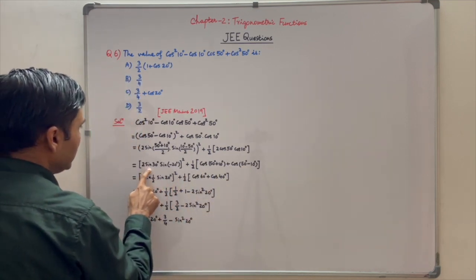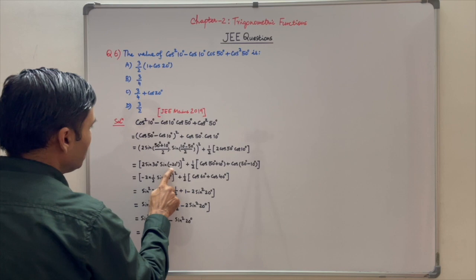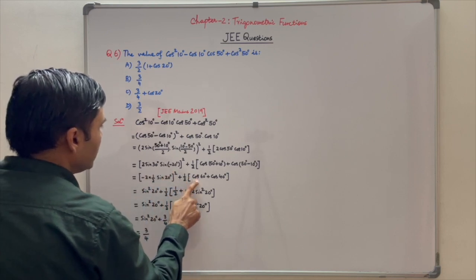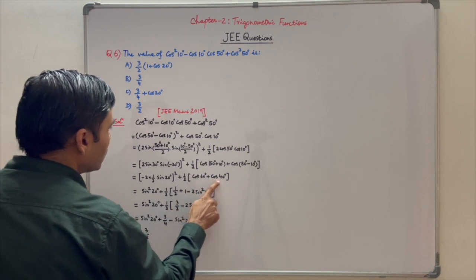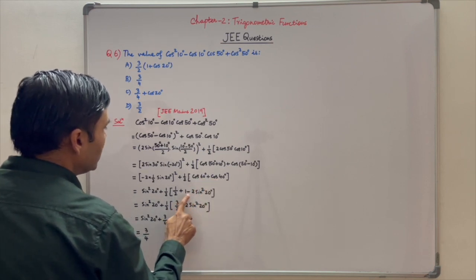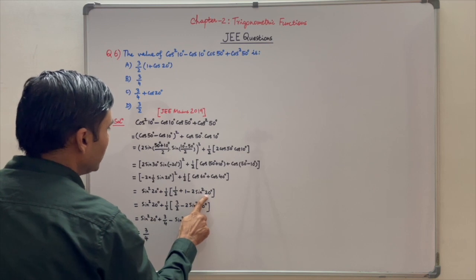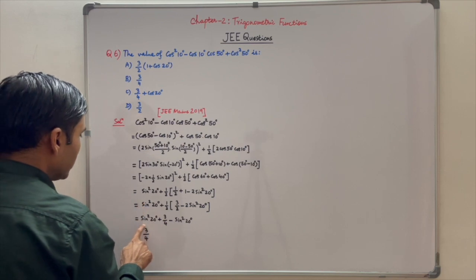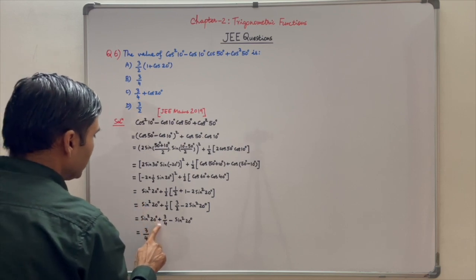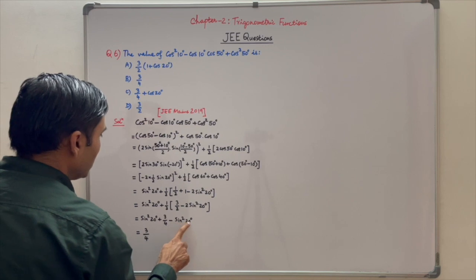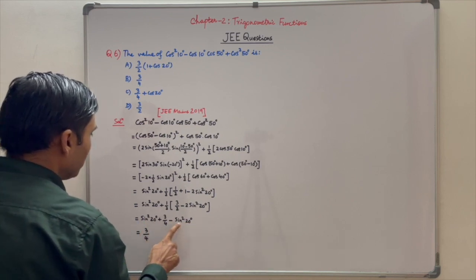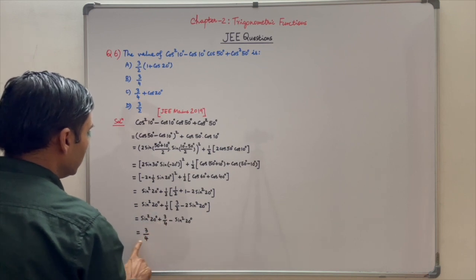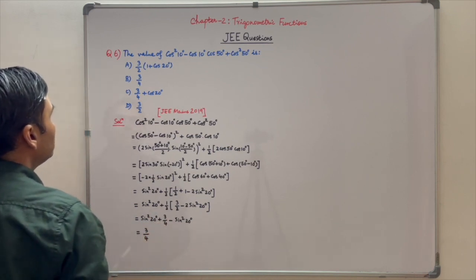Value of sin 30 degree is equal to 1 by 2. Sin of minus theta is equal to minus sin theta. Value of cos 60 degree is equal to 1 by 2, and cos 40 degree can be written as 1 minus 2 sin square 20 degree, so that it matches with first term. Now this comes as sin square 20 degree plus 3 by 4 minus sin square 20 degree. Now plus and minus of sin square 20 degree get cancelled. So answer is 3 by 4. Option B is correct.